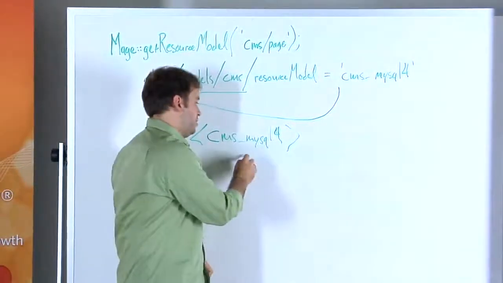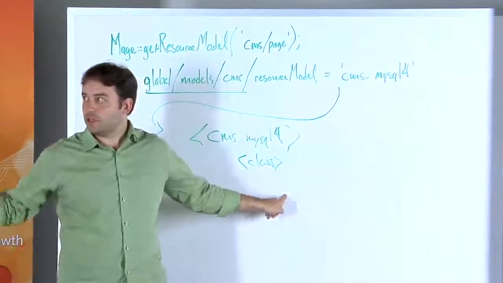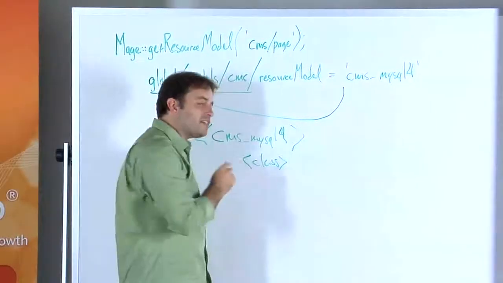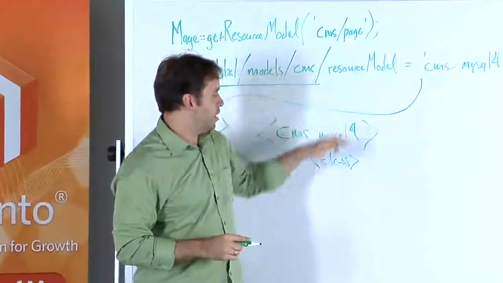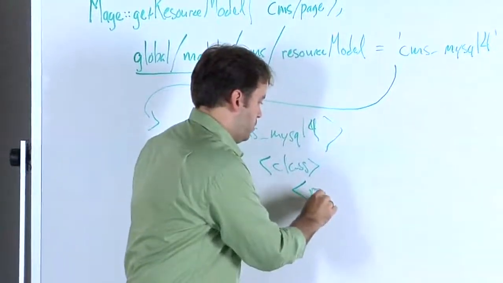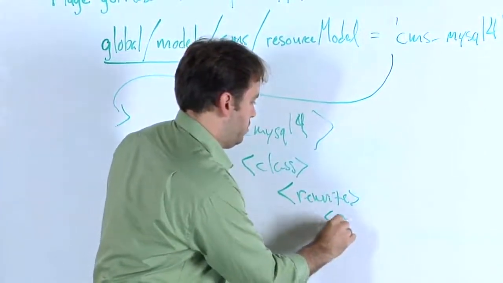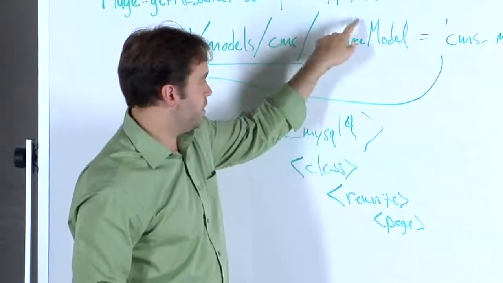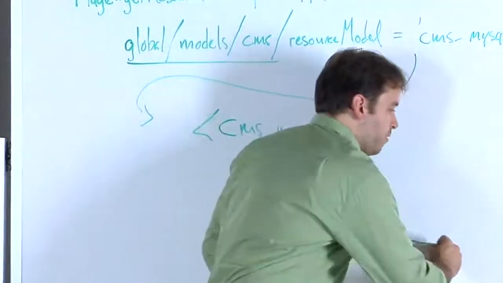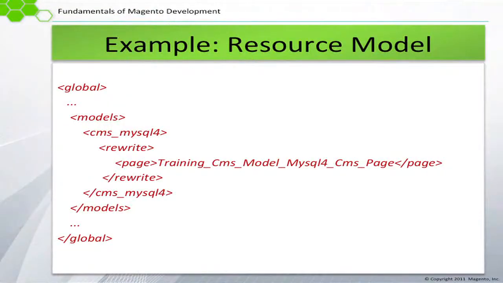And then in there, it's the same thing that we've seen already with a class name. In our case, what's important is the rewrite node. So the exact same thing happens, because we match page against rewrite page. If this is found when we go here, we just use whatever class we specify. In this case, training CMS model MySQL 4 CMS page.